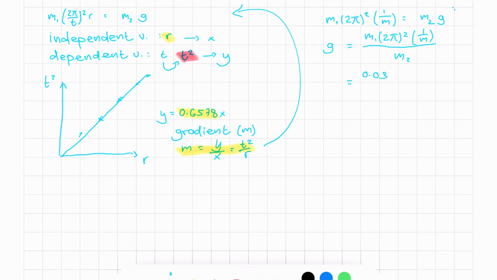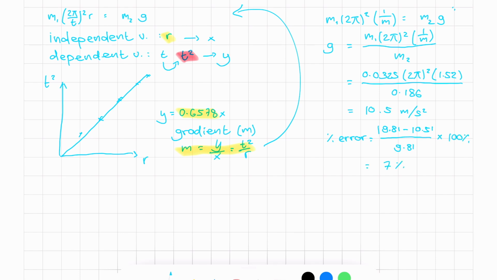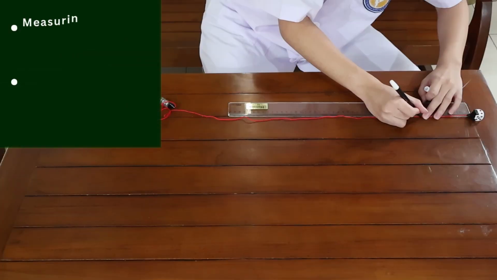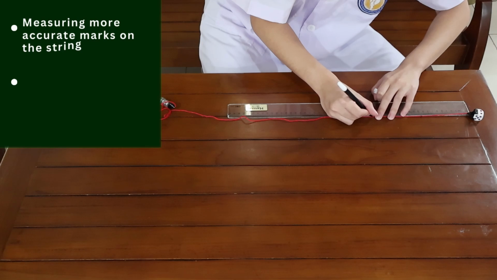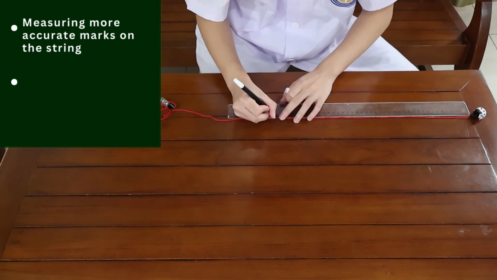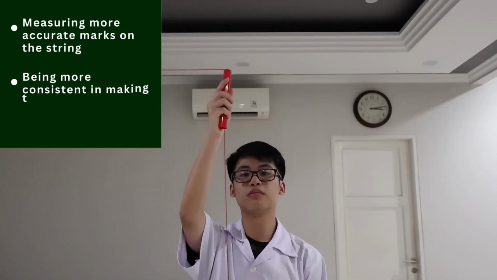Inputting all of our known values into the equation and solving it gives a gravitational acceleration value of 10.5 meters per second squared. When comparing this with the actual value of gravity of 9.81 meters per second squared, our percentage error is around 7%. This error could have been avoided by measuring more accurate marks on the string and also being more consistent in making the revolutions while doing the experiment.